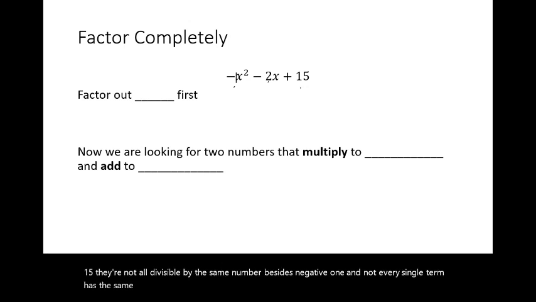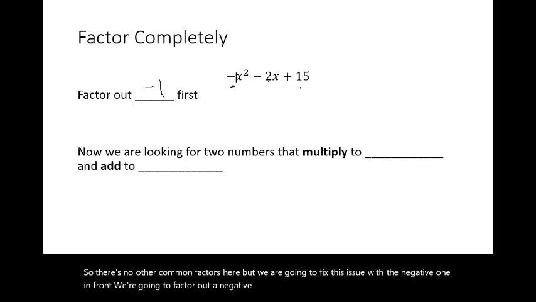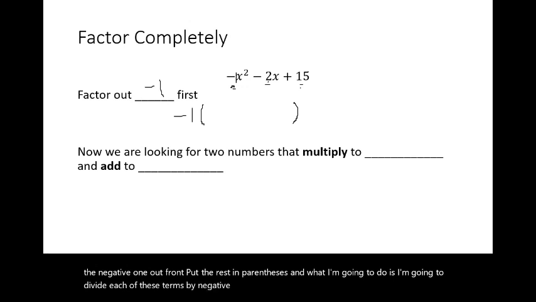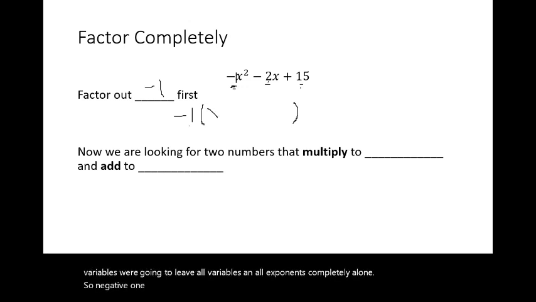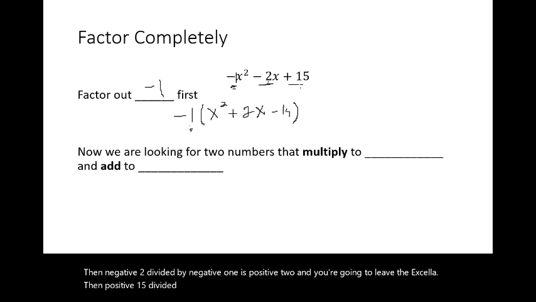So there's no other common factors here, but what we are going to do to fix this issue with the negative 1 in front is factor out a negative 1 first. And what that will involve is we're going to write the negative 1 out front, put the rest in parentheses. And what I'm going to do is divide each of these terms by negative 1. And because we are not factoring out any variables, we're going to leave all variables and all exponents completely alone. So negative 1 divided by negative 1 is positive 1 x squared. Then negative 2 divided by negative 1 is positive 2, and you're going to leave the x alone. Then positive 15 divided by negative 1 is negative 15.